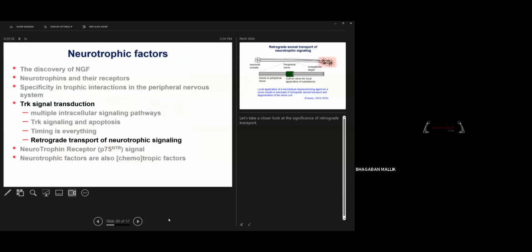So then the next question is where this receptor is present in the neuron, the neurotrophin receptor, TRKA, TRKB or TRKC, whether it is present in the cell body or in the axon terminal. Okay, then we want to know where it is present, the location.